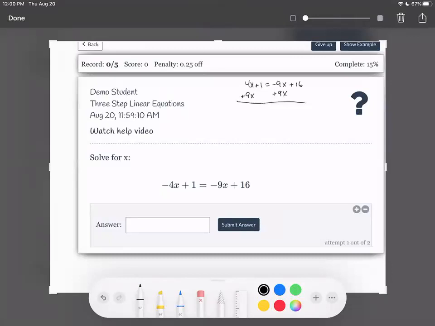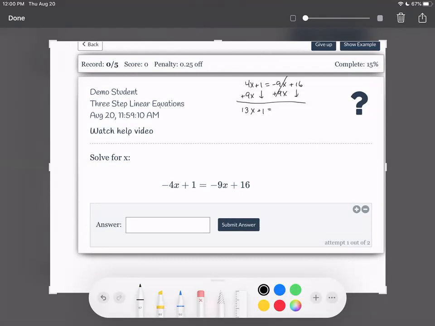So I added 9x to both sides. 9x plus 4x is 13x, because 9 plus 4 is 13, and the x just stays. The 1, you carry down. The equal sign, you carry down. Negative 9x plus 9x, they cancel out. They make a 0.